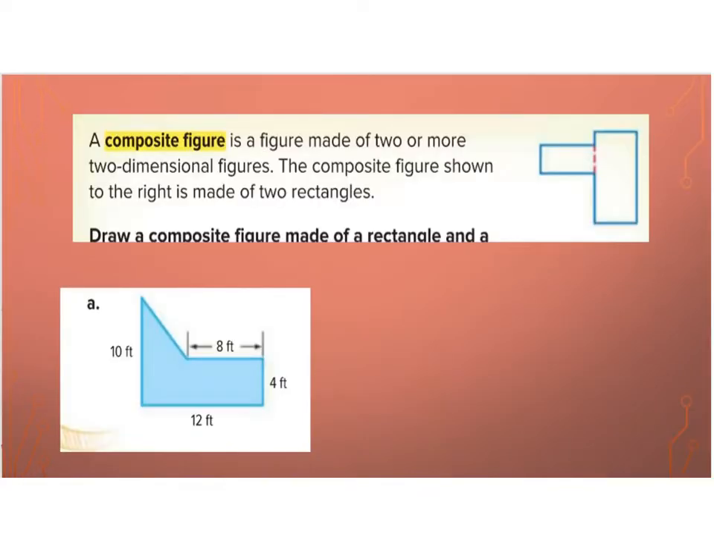We're going to jump right in. So a composite figure is a figure made up of 2 or more two-dimensional shapes. The composite figure shown to the right is made up of 2 different rectangles. Look here, you have a rectangle here and a rectangle there. If you want to find the area with different numbers, you'd have to decompose the 2 based off of what you know.